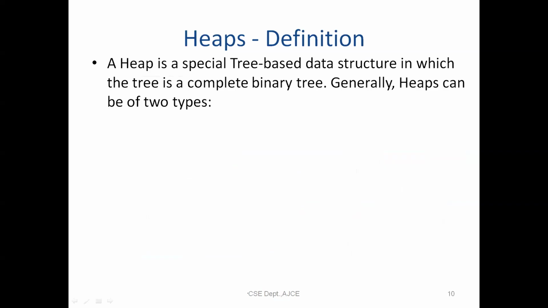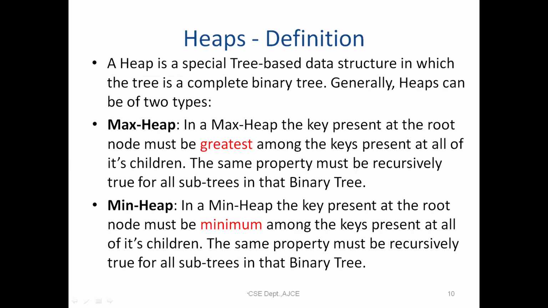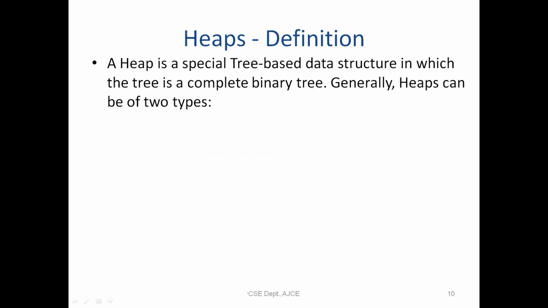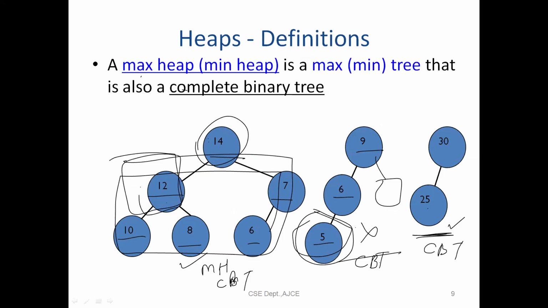so this is the definition. What is a max heap? The key present in the root node must be the greatest among all of the children, and this property is recursively followed for all the subtrees. So you define it on the basis of the root node. You say that the root node is the greatest among all of its children. And this property must be available for all the subtrees.